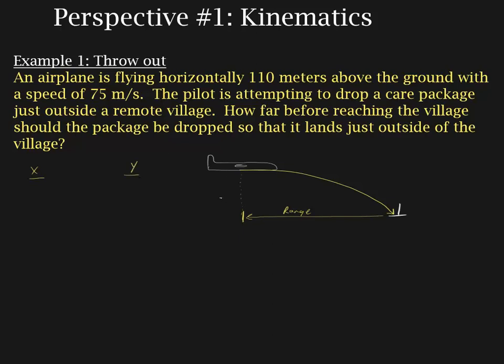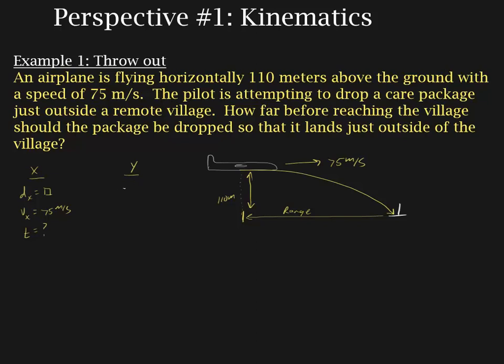We know the airplane is 110 meters above the ground. We also know that the airplane is moving at 75 meters per second. So dx is what we're looking for. Vx is 75 meters per second. And t is an unknown quantity.